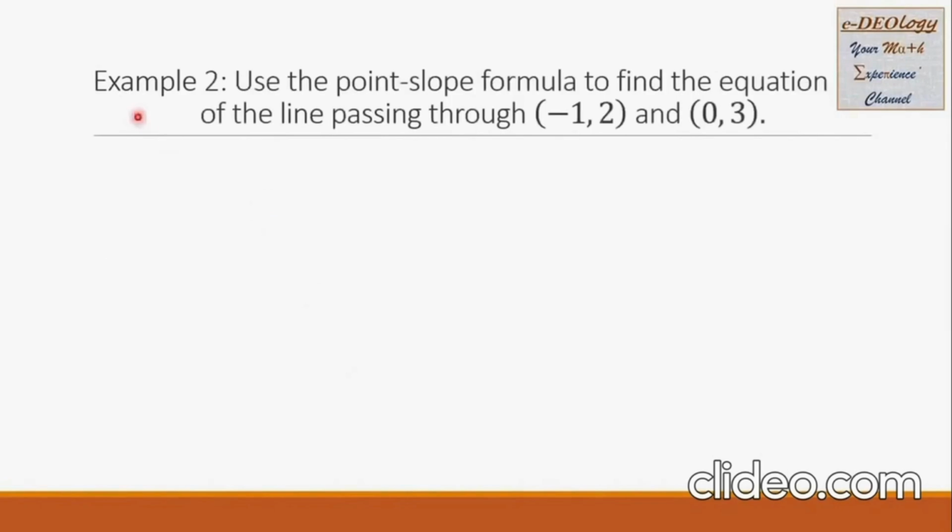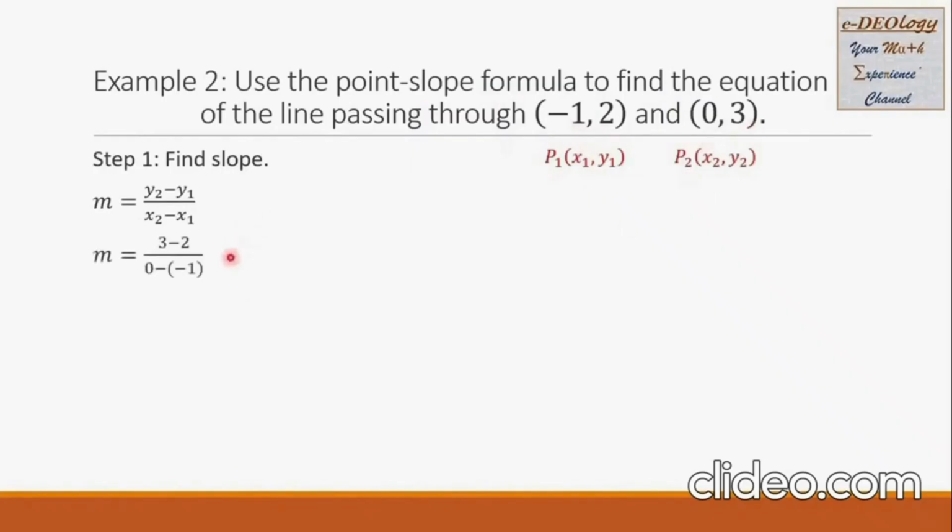Let's have example 2. Use the point slope formula to find the equation of the line passing through (-1, 2) and (0, 3). In this problem, we have 2 points, but we don't have the slope. So for our step 1, we will find the slope using our slope formula. Let us assign the first point here to be P sub 1 and the second point to be P sub 2. Then let us substitute the values.